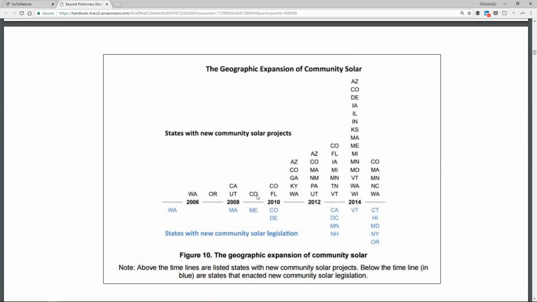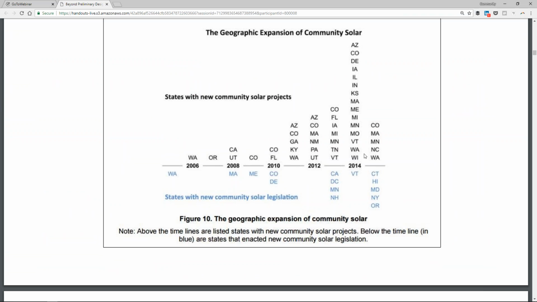And so the question is, is it better to be proactive, or can you even be proactive with your community solar program? Or do you have to wait for state legislation to allow you to move forward? And what we generally see is that projects will follow legislation.